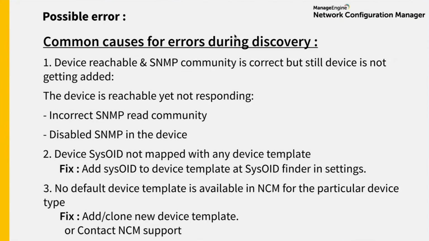Also, another possible error could be that the device sysobject ID is not mapped with any of the device templates. In this case, you can add a new sysobject ID to the device template from the sysobject ID finder in the settings. Also, if no default device template is available in Network Configuration Manager for the particular device type, you can add or clone a new device template anytime you require. Or if you face any difficulties, you can contact NCM support. They'll be happy to help you.